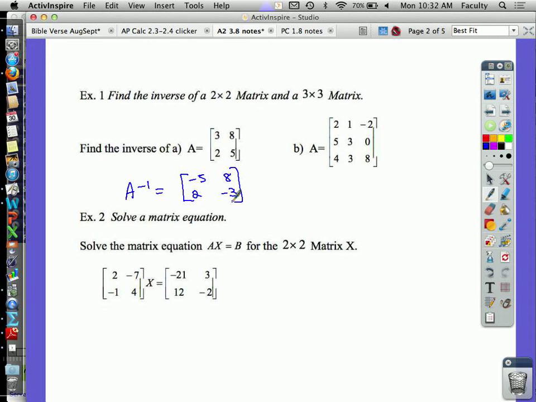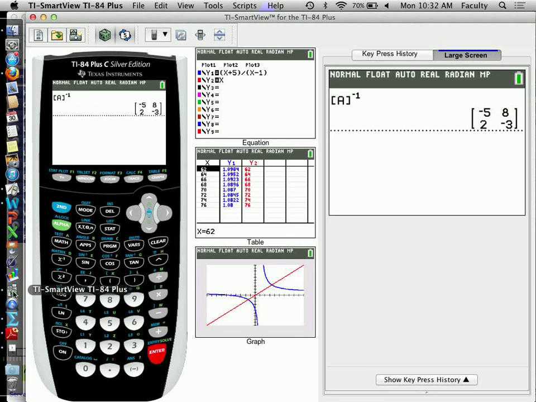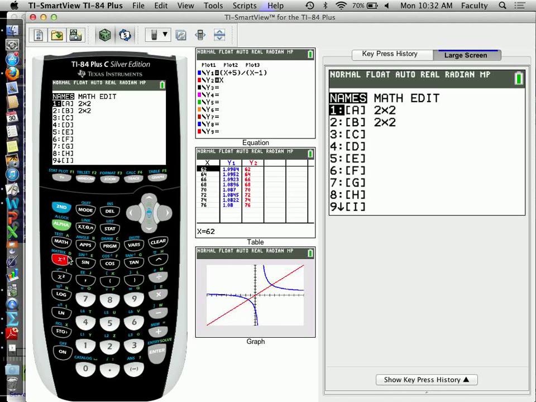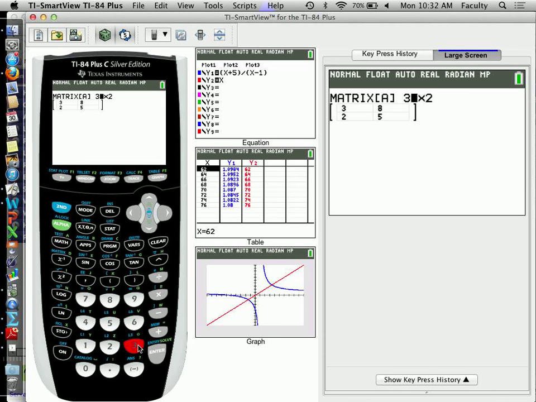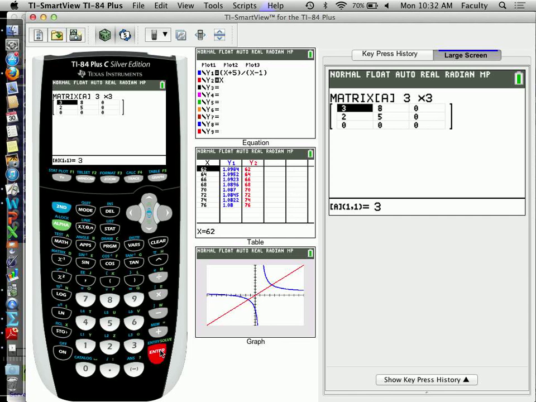So now I want you to do letter B. This A is a 3 by 3. So let's go to the calculator. We're going to do second matrix, arrow to edit. This time A is a 3 by 3. Remember what I told you previously. Before you leave the matrix screen, double check your entry. Because when there's no work to be shown on your paper for an inverse matrix, unfortunately that means there's no partial credit I can give. It's either correct or incorrect. So pause here and double check you have your negatives in the right numbers.